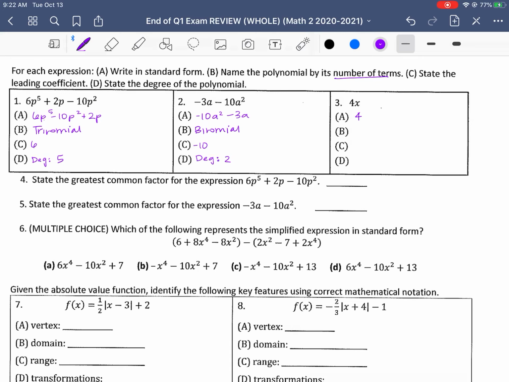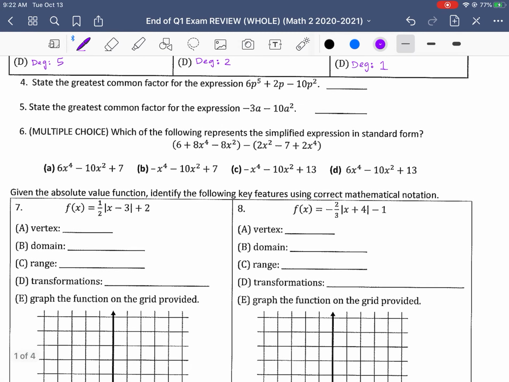Number 3, 4x, there's only 1 term here, so it's already in standard form, and we're looking at a monomial. 4 is that leading coefficient, right? The x is the variable part, 4 is the coefficient. And in this case, it looks like our degree, right, would be 1. There is an x there, even though we don't write the 1 power. We're looking at a degree of 1.